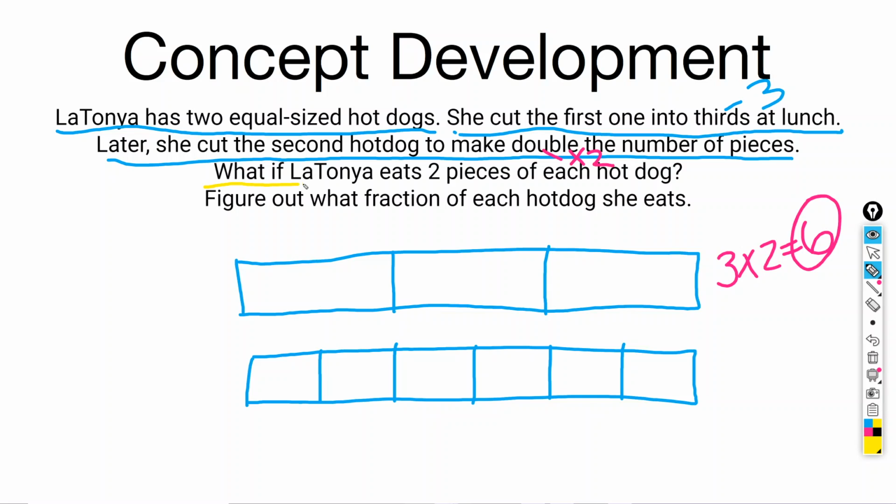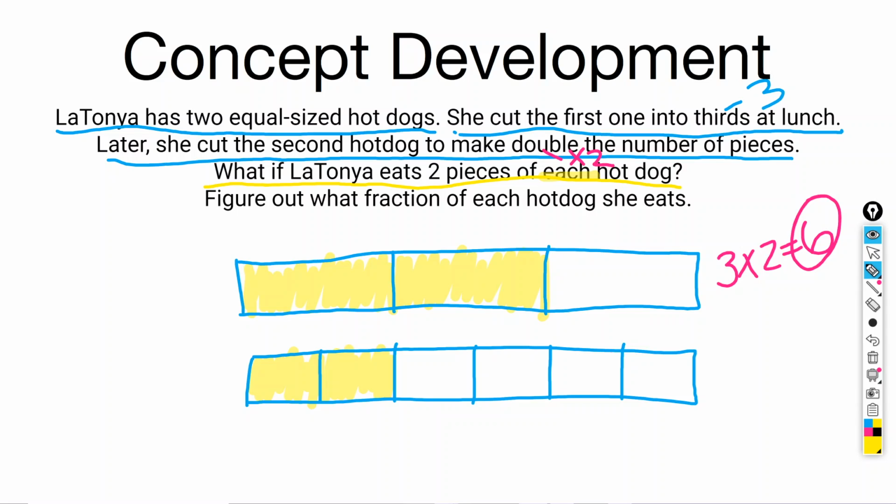Next question, what if LaTanya eats 2 pieces of each hot dog? So what we are going to do is we're going to shade 2 pieces of hot dog. 1 piece, 2 pieces. But it says of each hot dog. So she eats 2 pieces of that hot dog, and she eats 2 pieces of this hot dog. 1, 2.